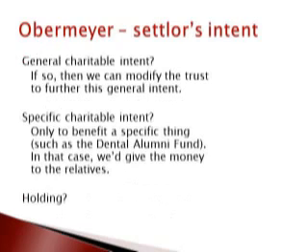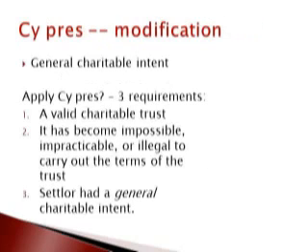Well, to apply cy pres, we need to identify a general charitable intent. So our first question is, did the settlor have a general charitable intent? Because if he did, then we can modify the trust to further that general intent. Or did the settlor only have a specific charitable intent, right? So we wanted to benefit a specific fund and nothing else, such as in this case the dental alumni fund. In that case, if we couldn't do that, we would give the money back to the relatives. Well, in this case, the court found there was a general charitable intent, and that means we can think about using the cy pres doctrine.